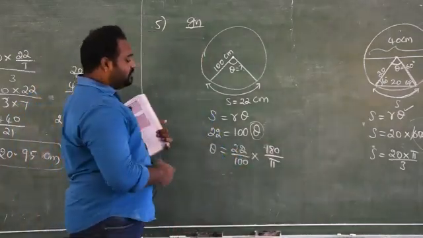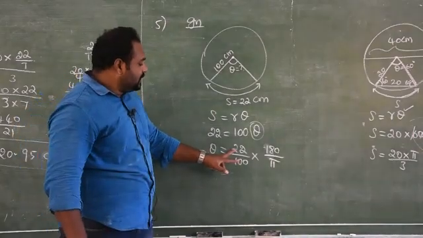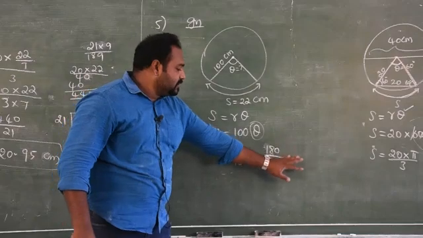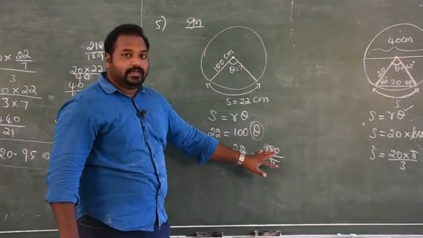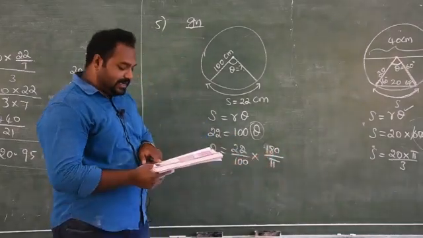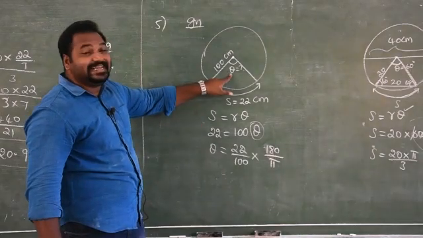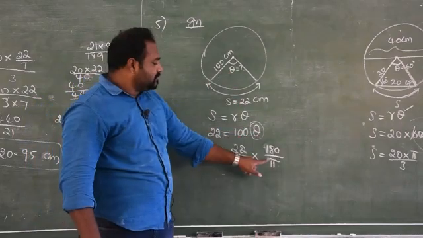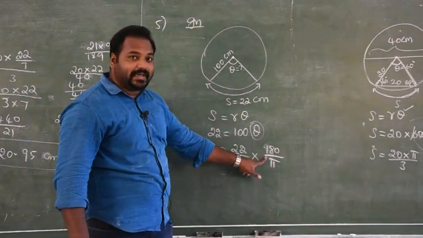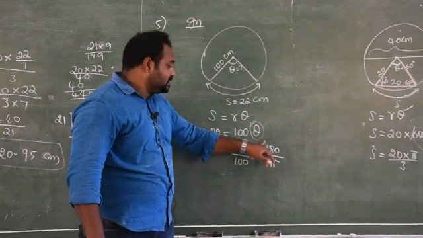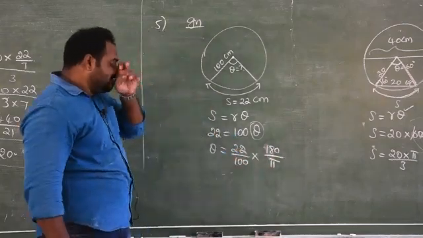Here sometimes students make a mistake. They only write 22 by 100. Sometimes they forget to multiply with 180 by pi, because the question clearly says to find the degree measurement of the angle. For the degree measurement we have to multiply with 180 by pi. If it is the radian measurement, we know it is pi by 180. Here they are asking for the degree measurement, so it is 180 by pi.